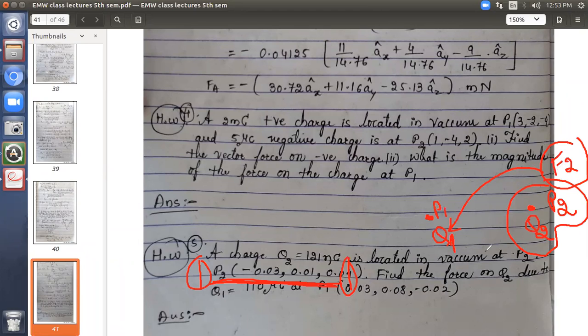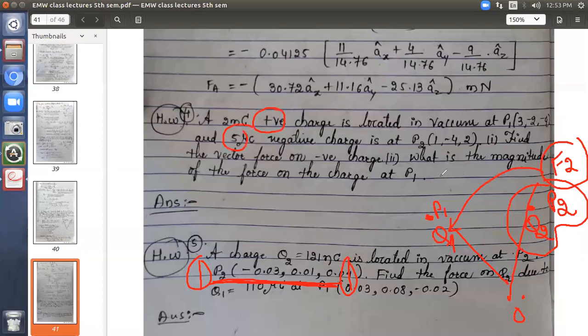Again, you make use of a triangle. Take this point as origin, take a triangle, and decide the direction. How will you decide the direction? Based on the positive and the negative charge. Decide the direction, use the vector addition, find out the position vector and find the force F2.